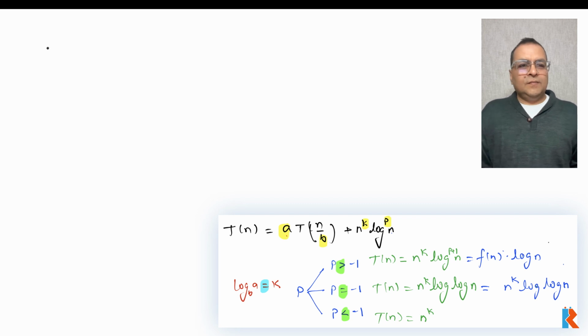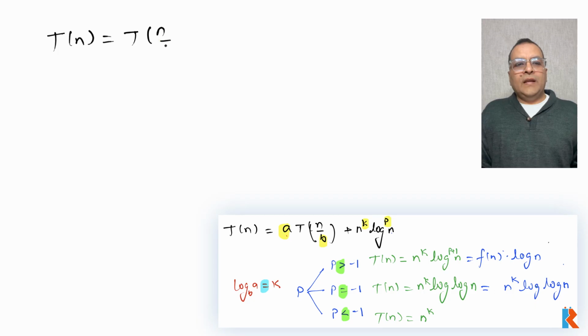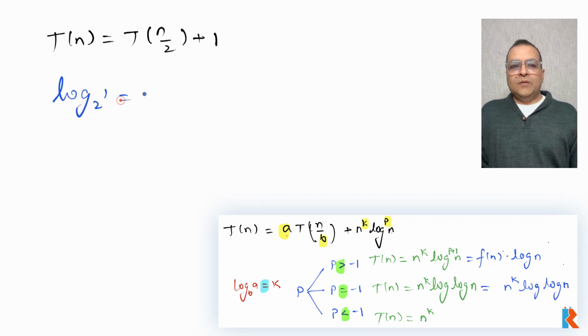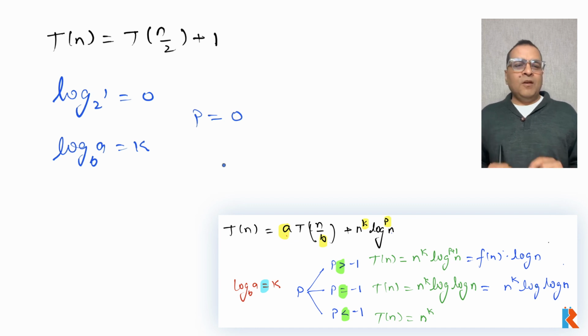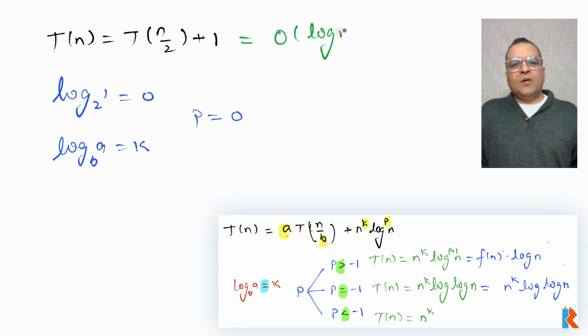Consider the following recursion. T of n is equal to T of n by 2 plus 1. Now here a is 1, b is 2. So what will be log of 1 to the base 2? It will be 0. And k is also 0. It means that log of a to the base b is equal to k. If these two are equal, then we need to consider the power of p. What is the power of p here? The power of p is 0. If power of p is 0, we just need to multiply function with log n. It means that the solution of this recursion is big O of log of n.